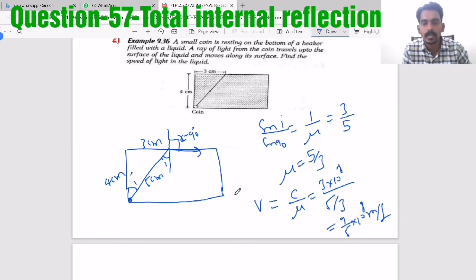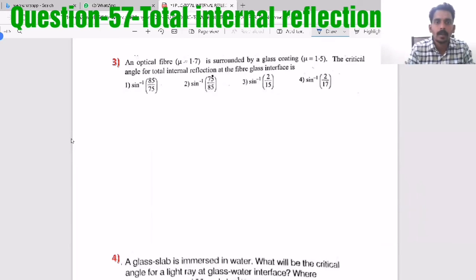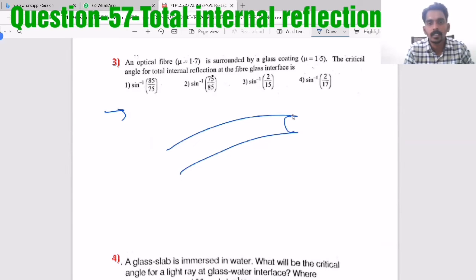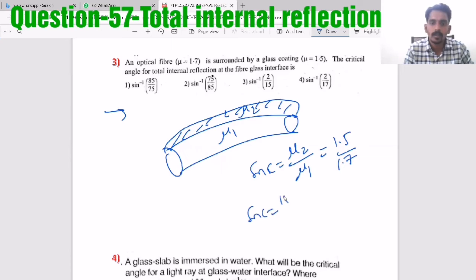That is basically what they are trying to ask in the question. Now similarly, the next question is, an optical fiber is surrounded by a glass coating. The critical angle for the total internal reflection. As I said, when you consider optical fiber, it is coated with some layer. Now this is mu 2, this is mu 1. Now sin c equal to mu 2 by mu 1, where mu 2 is 1.5 by 1.7. So that sin c equal to 15 by 17.